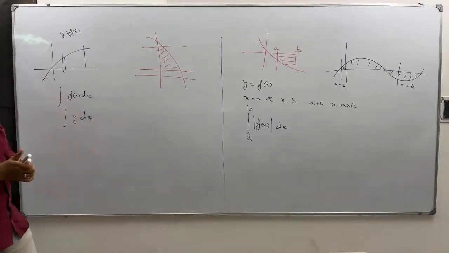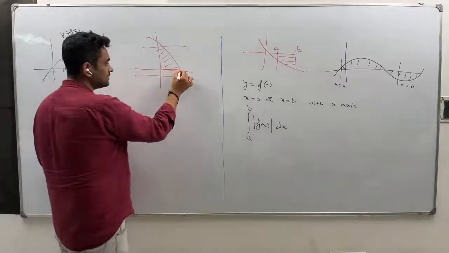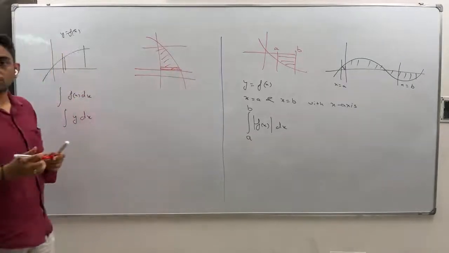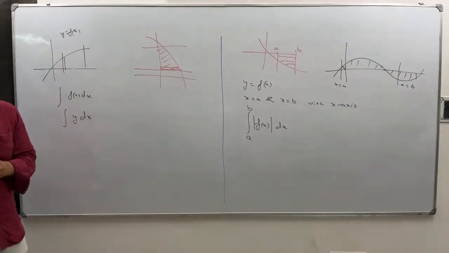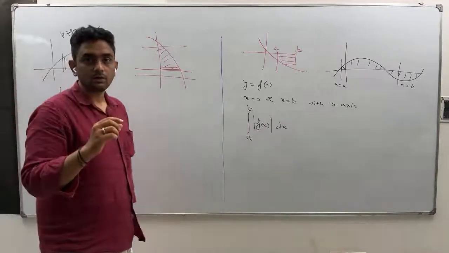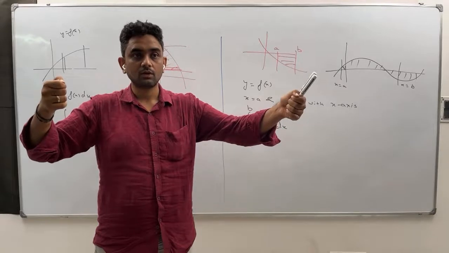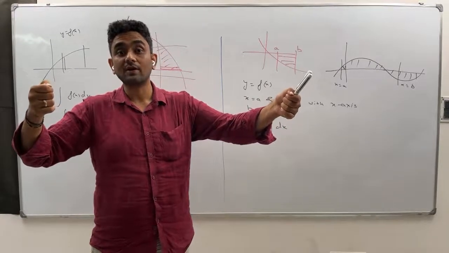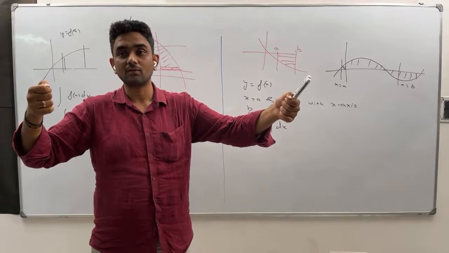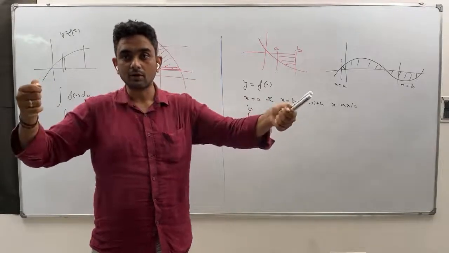Now in this, we have to take rectangular strips like this, or I can say horizontal strips. So what will be the width of the horizontal strips? Dy. And what will be the length of it? F of x is y coordinate. Which coordinate is it, y or x? X coordinate. So it will be just x dy.